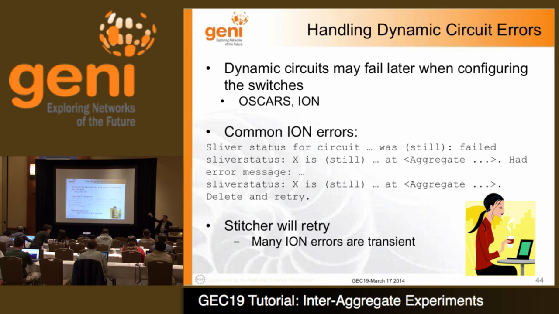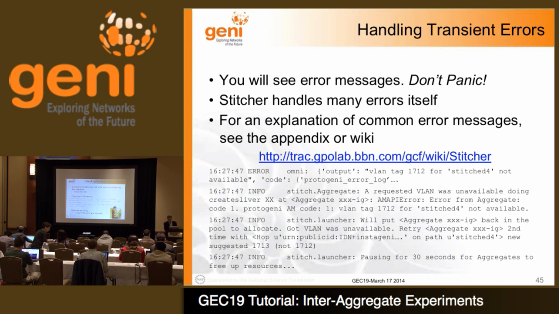So these are some of the errors that you'll see, particularly when you're reserving at the ION aggregate. One of the things that Stitcher does is it knows that a lot of the ION errors are transient because it was just 2 different things trying to reserve at the same time. So if it waits a little bit and tries again, a lot of those ION errors go away, and so it does that. And you will see a lot of error messages, but don't panic, right? For those of you who have seen it succeed, it does succeed. Give it time, right? But it will succeed.